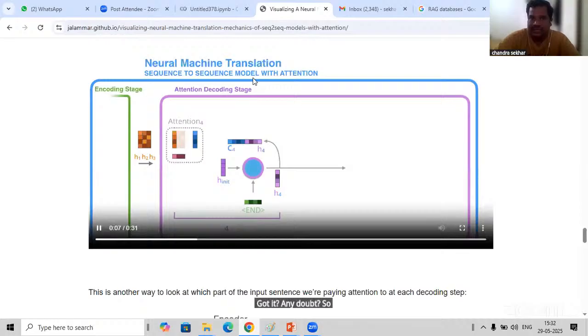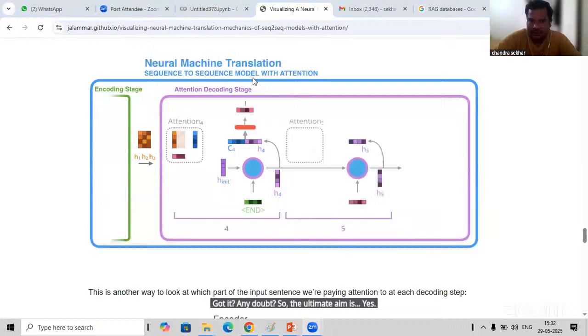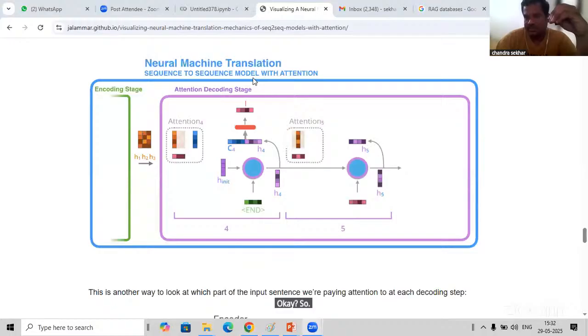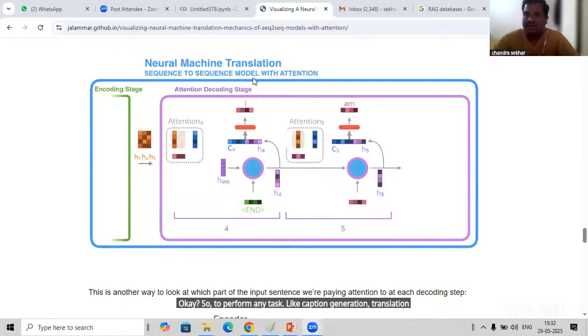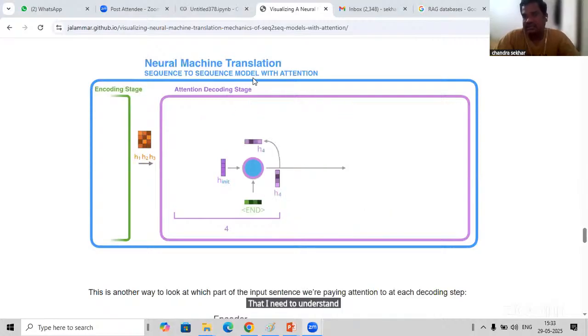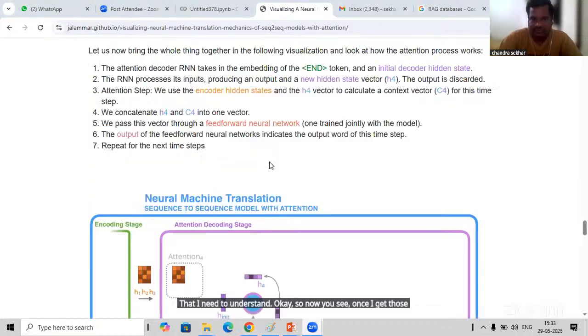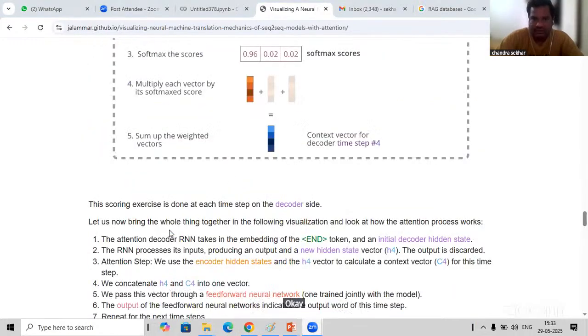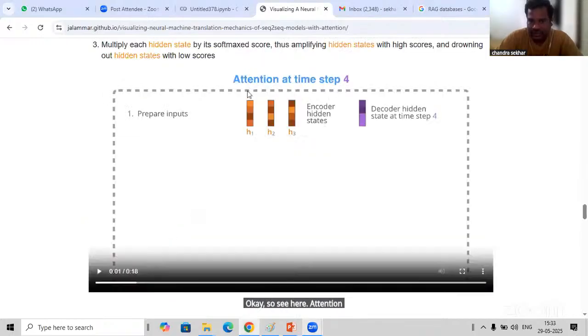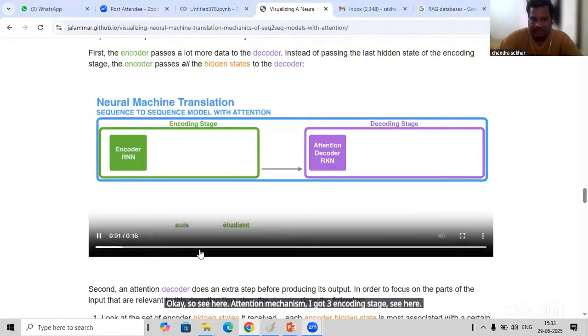So the ultimate aim is, to perform any task like caption generation, translation, etc., all this will happen at the decoder level. At the encoder level, what happened, I need to understand. Once I get those from the encoding stage, see here, in the attention mechanism I got 3 encoding states. Same here, I got 3, right?